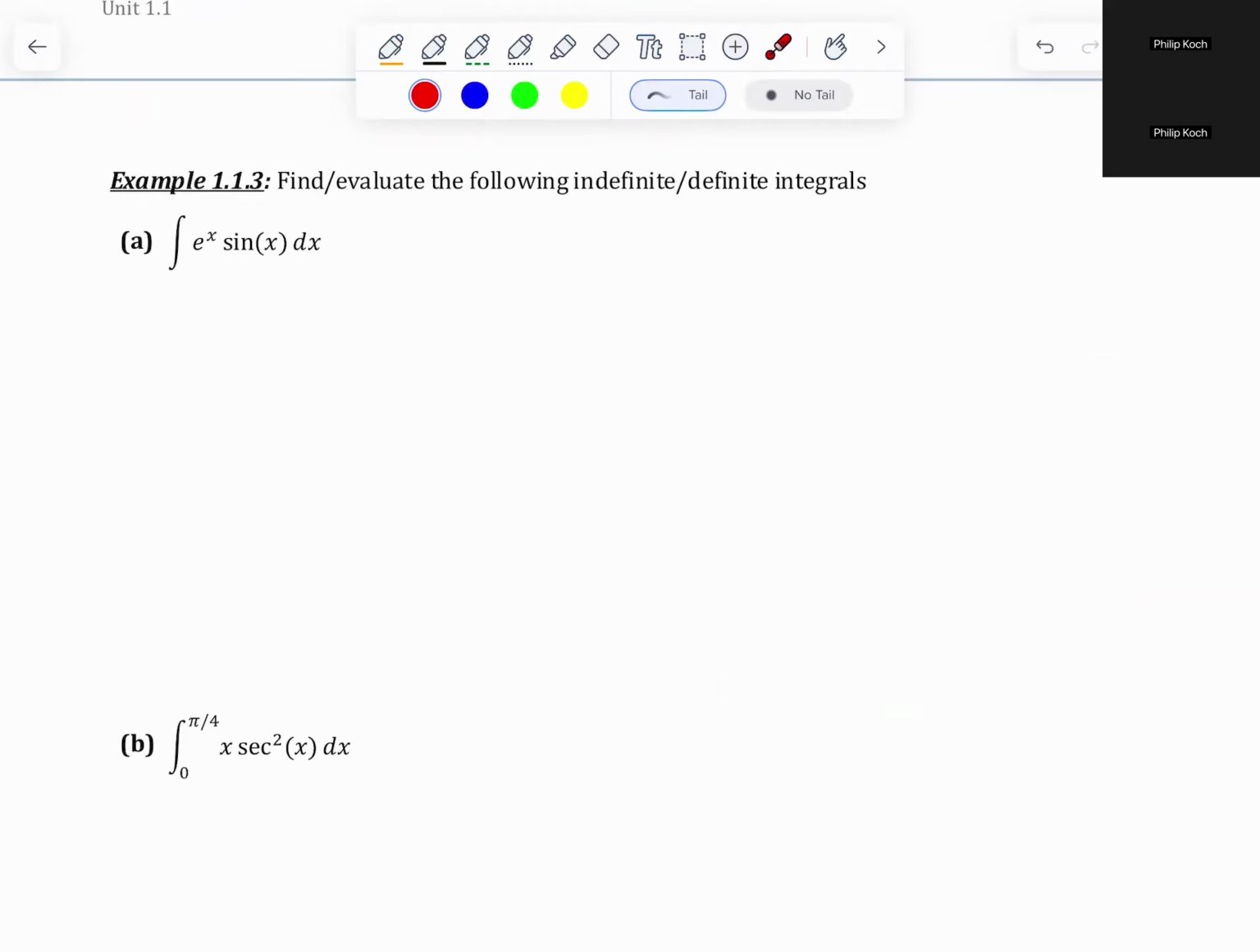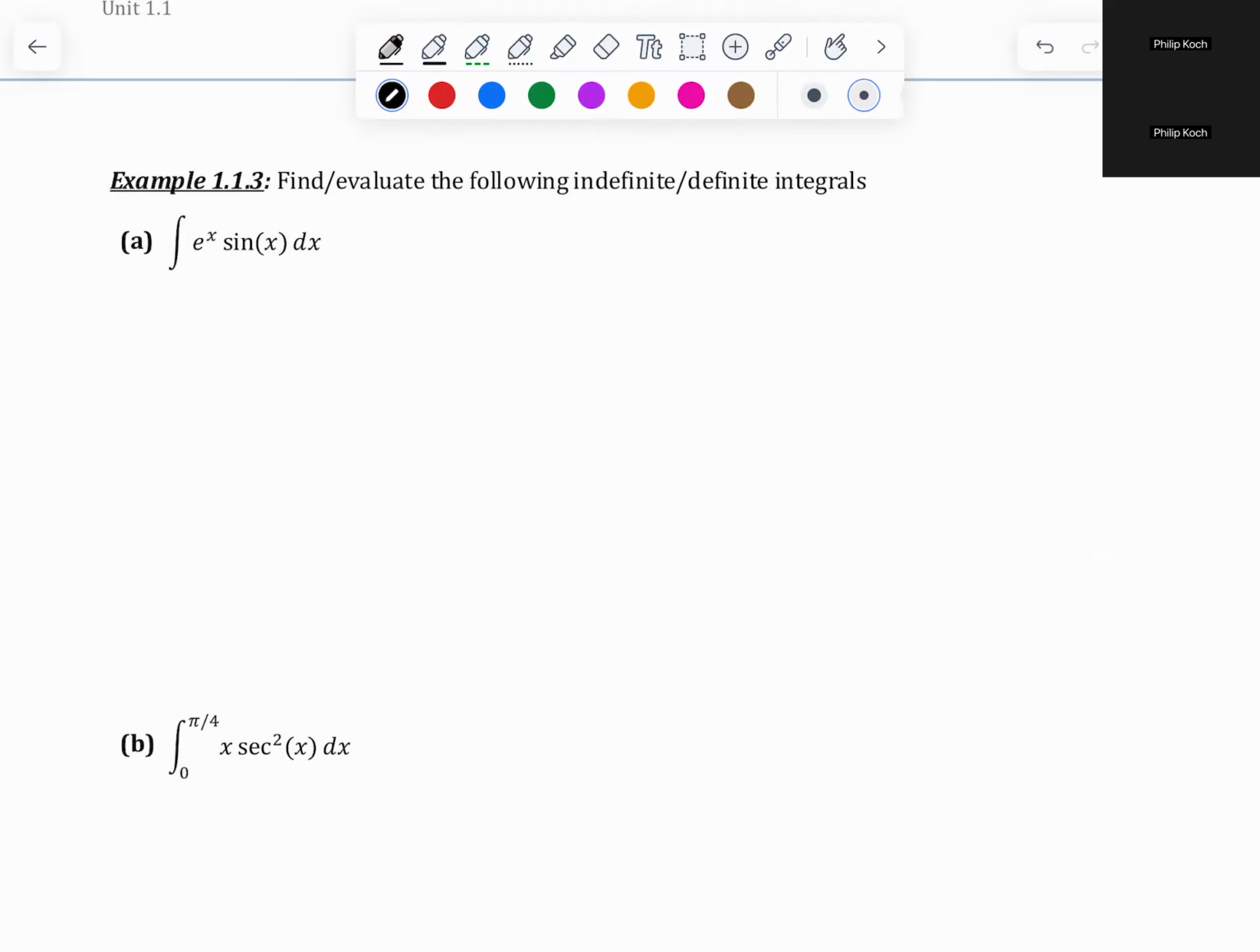So it has an exponential and a trig function. Which one should we make u? The exponential, because of LIPET. So we will make u equal to, and then I wanted to color code this a little bit. So there we go. Yes. Don't write it below it.